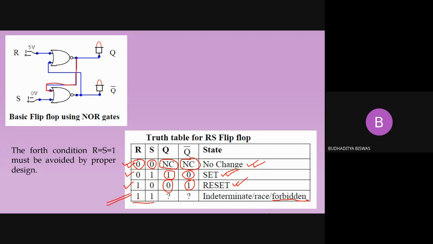Achha. Why is the name of this state called indeterminate? Why is this called indeterminate? Because everything has a meaning in digital. Every word has a meaning. So why is it called indeterminate?